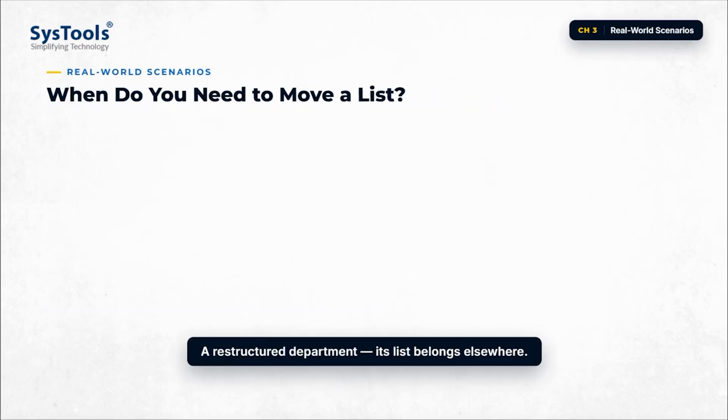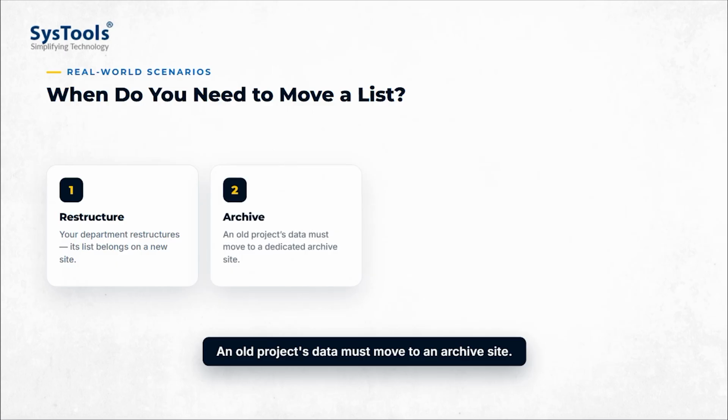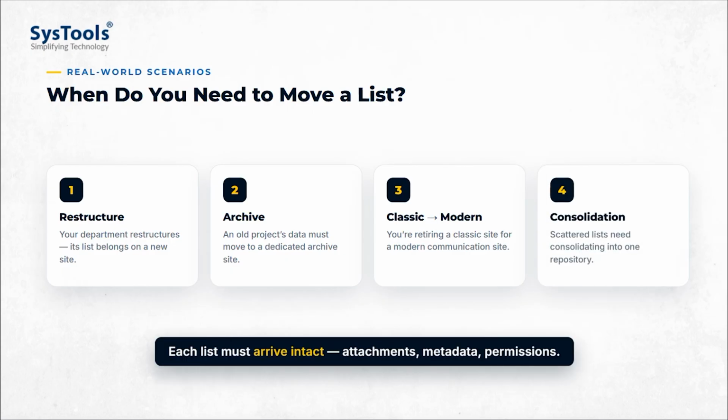Let's picture a few real scenarios. Scenario 1. Your department restructures, and its list belongs on a new site. Scenario 2. An old project's data must move to an archive site. Scenario 3. You're retiring a classic site for a modern one. And Scenario 4. Scattered lists need consolidating into one repository. In each case, you need the list to arrive intact, with attachments, metadata, and permissions.